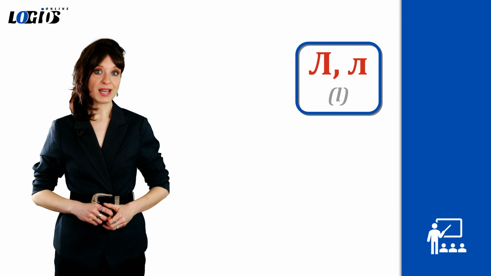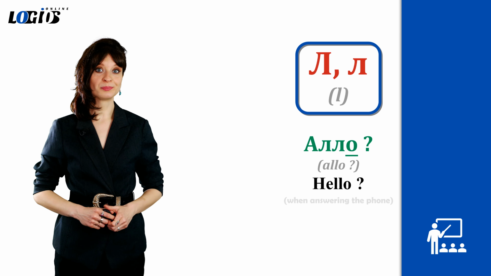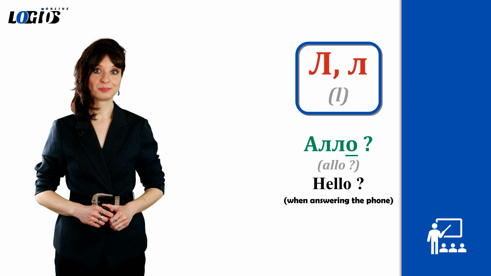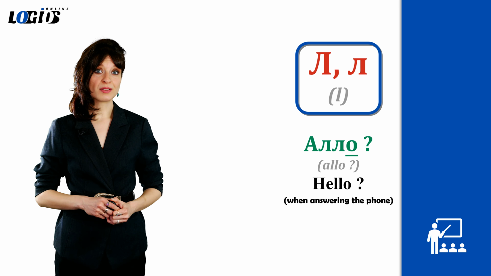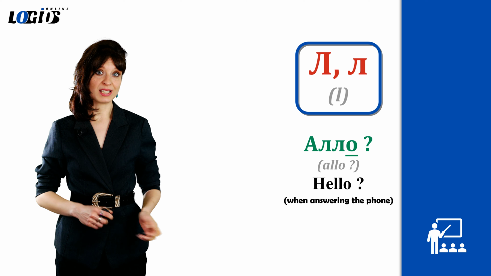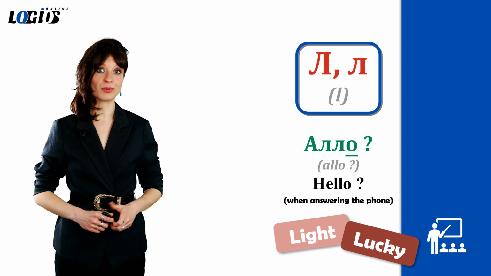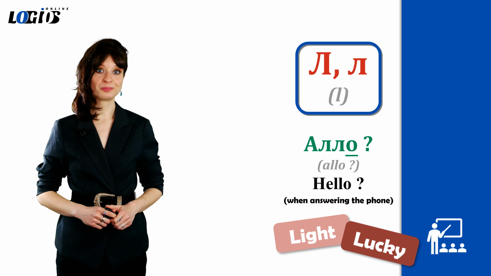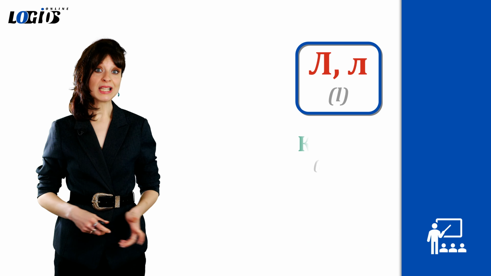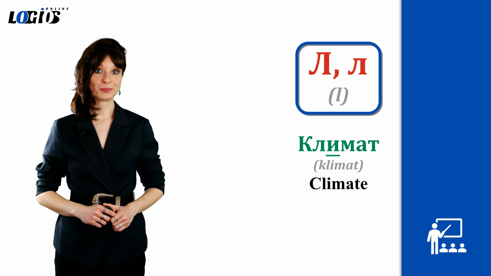This is the letter L in Russian. Allo. Hello. Here, the sound L is quite similar to the light L in English, as in the words light or lucky, for example. Allo. Климат, the climate.